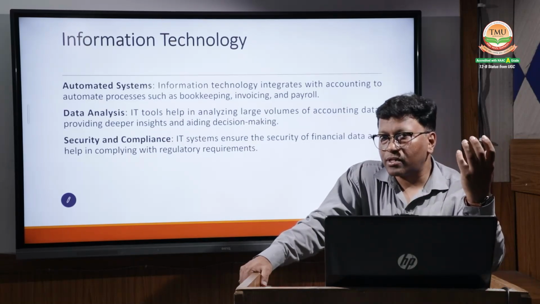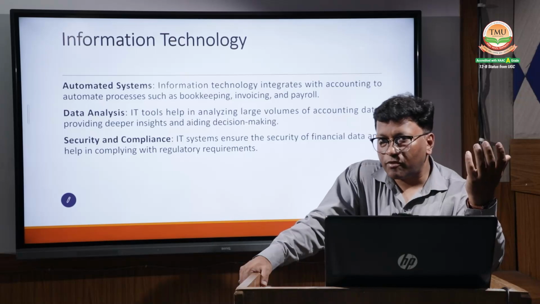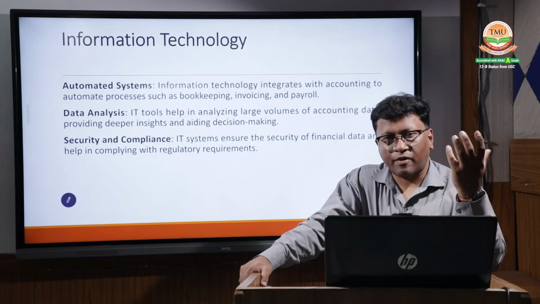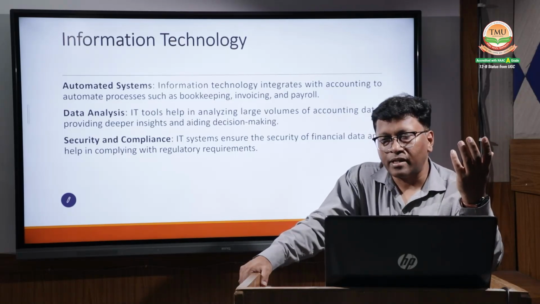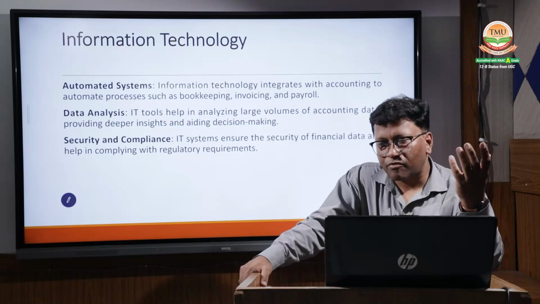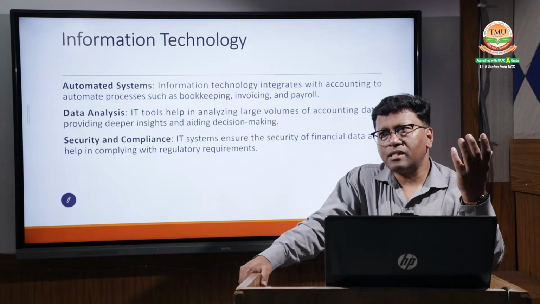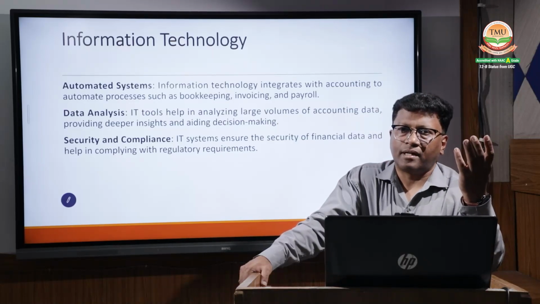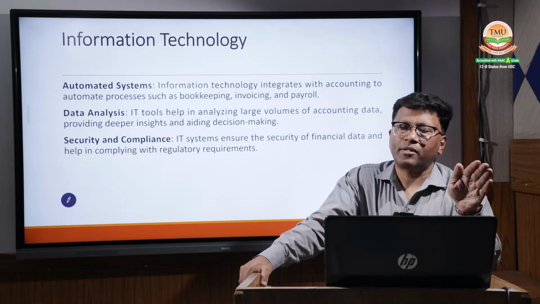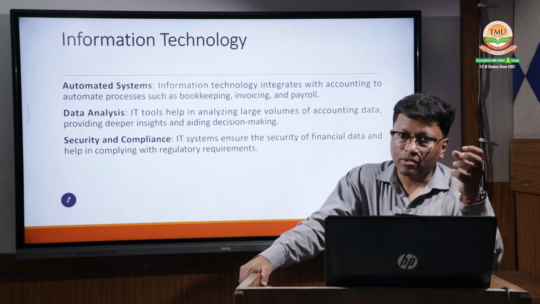So the very first thing is that we need an accurate picture of the business. We need accurate information, because accounting information is useful when it provides you a clear picture of the business, right? If there is a chance to manipulate the data, then in order to avoid that practice in accounting, we need a particular system.